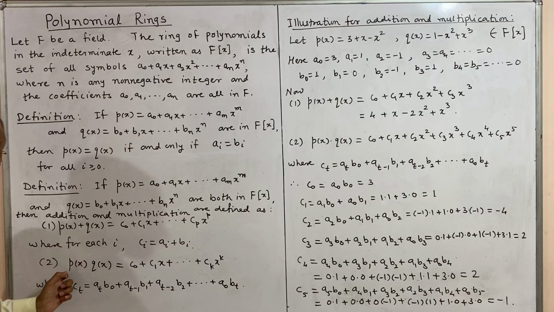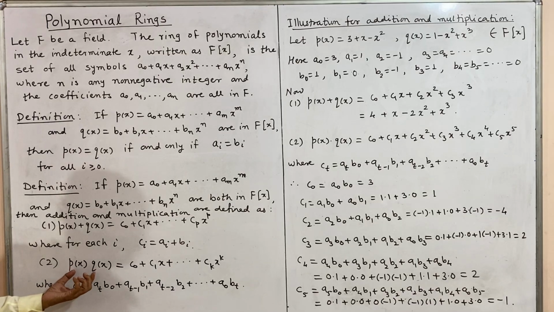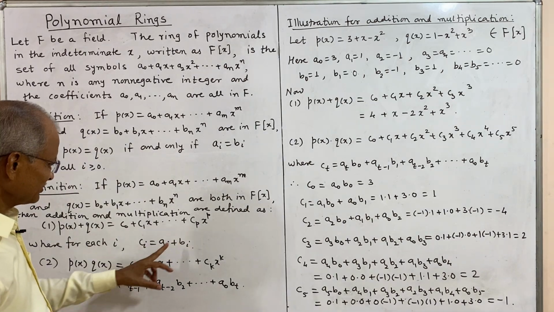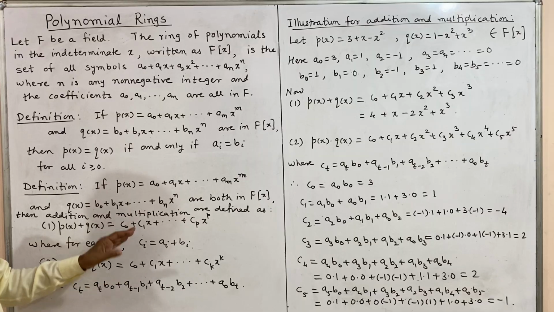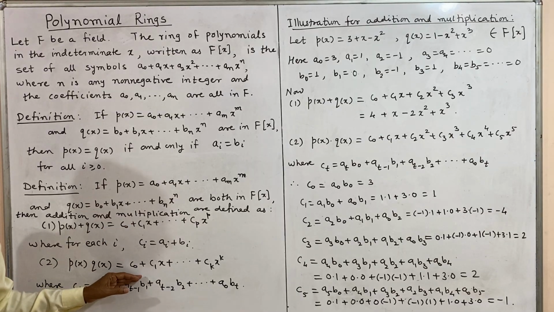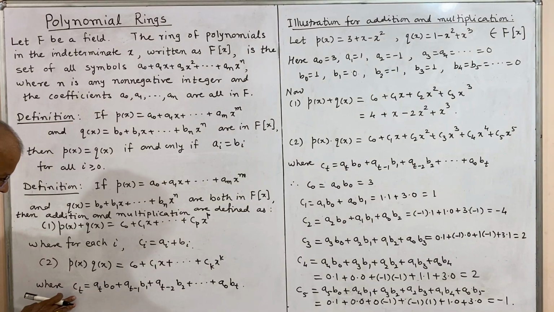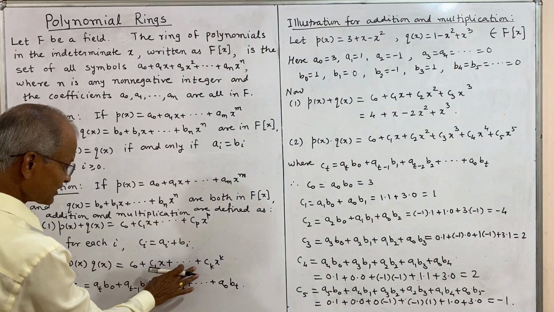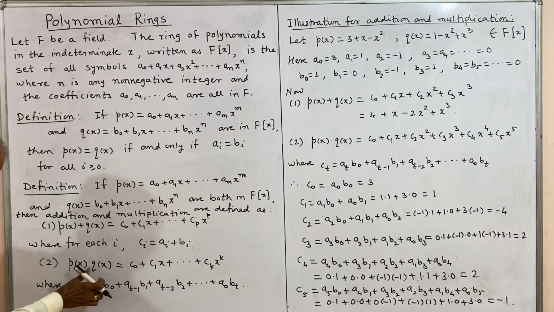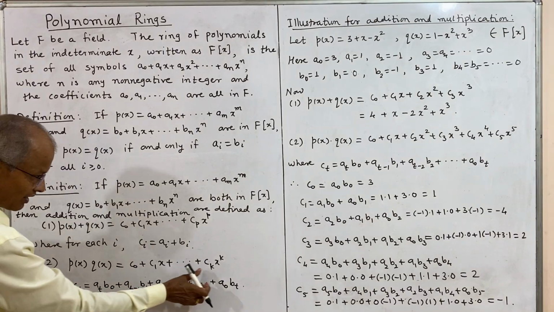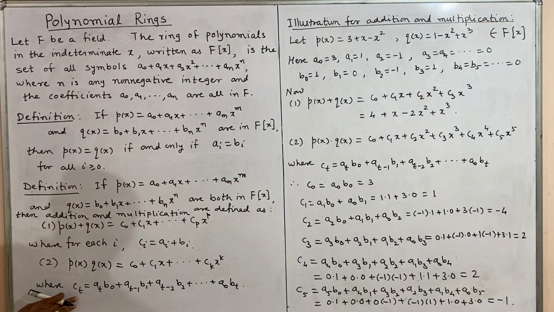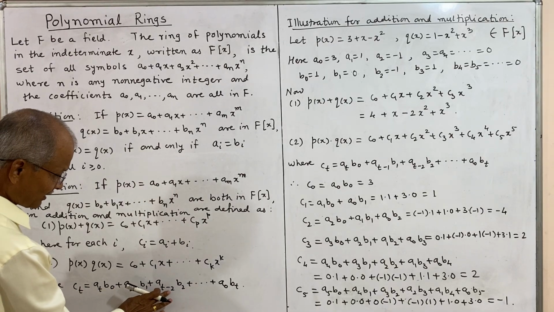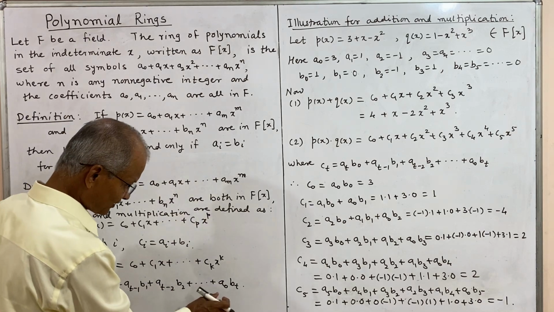Now, but you see how the multiplication is defined. P x into q x is equal to c naught plus c1x. We have used the same letter for the coefficients, but it should not be confused with addition; this is multiplication, it is separate. Here c is defined differently. C naught plus c1x plus ck x power k, where in multiplication the coefficient ct is expressed as ct is equal to at b naught plus at minus 1 b1 plus at minus 2 b2, and so on, plus the last term a naught bt.